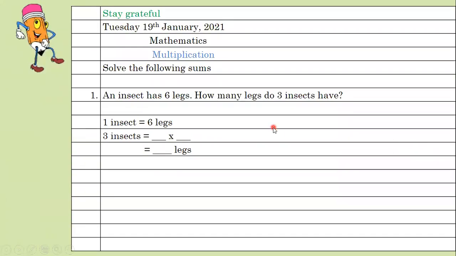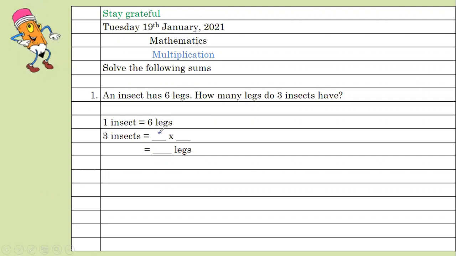Right, so in class today, these were the ones we had to do. Number 1, an insect has 6 legs. How many legs do 3 insects have? So our first line, 1 insect equals 6 legs. That's what we know, 1 insect has 6 legs. 3 insects will be what? What will our multiplication sum be here? So pause and write the sum.